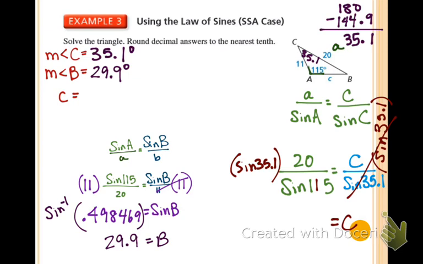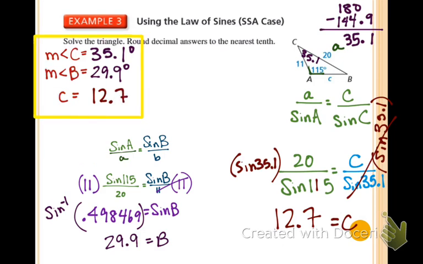All right, so sine of 35.1 times 20 over sine of 115. That's 12.7. And we circle this. So law of sines is a proportion that you set up using the known pair. So the number one thing is finding the known pair first, so the side and the angle that you know.